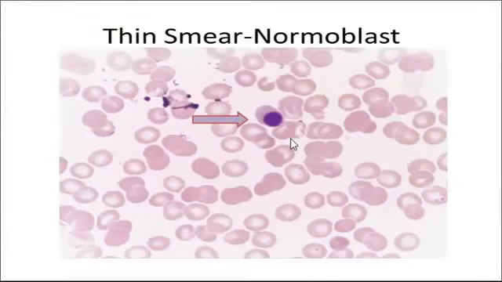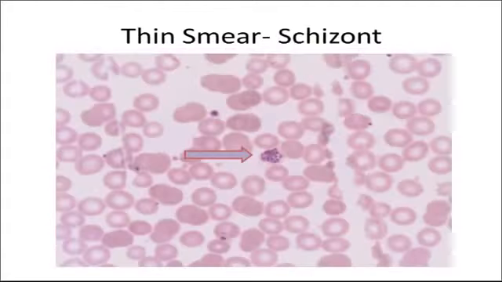Now, as I said, normoblast can also be seen. It just signifies the increased bone marrow production of RBCs in response to the RBC destruction by the parasite. In this, we can see the Schizont. You can very well make out the multiple number of merozoites in the Schizont. There can be, as I said, 12 to 24 merozoites in each Schizont.